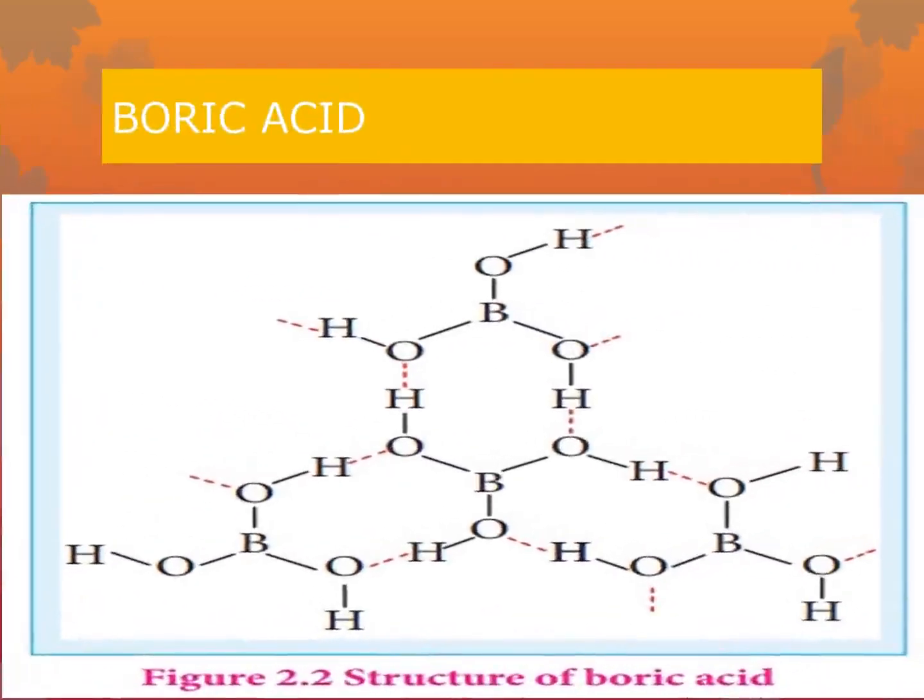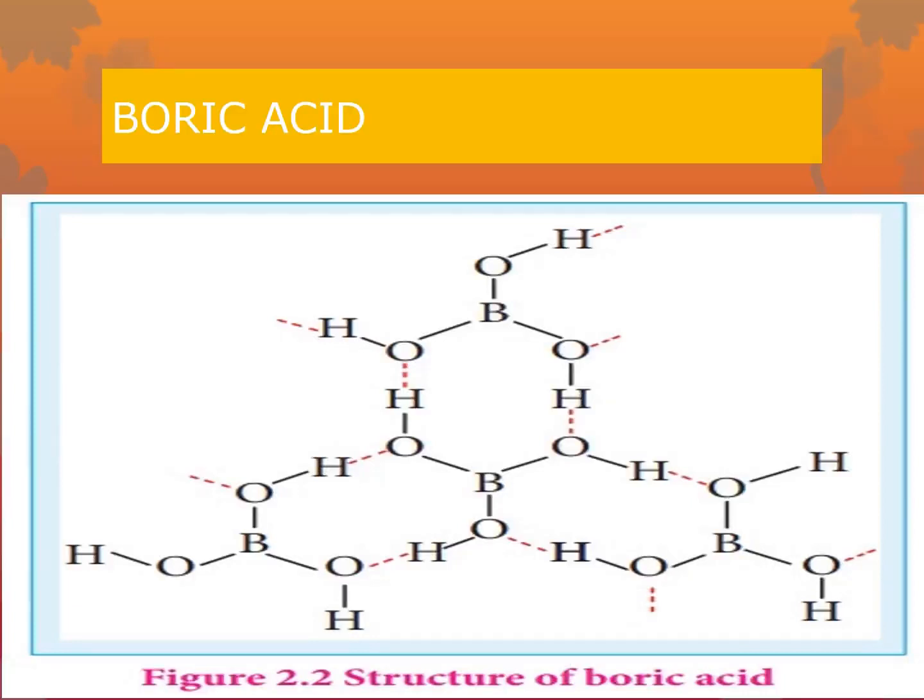Next, this is boric acid. Now, this boric acid is prepared, okay. Boric acid is extracted from borax and colemanite. Take borax and colemanite and the reaction happens to give boric acid, H3BO3, which is formed from borax and colemanite.